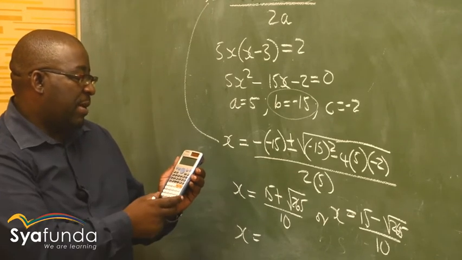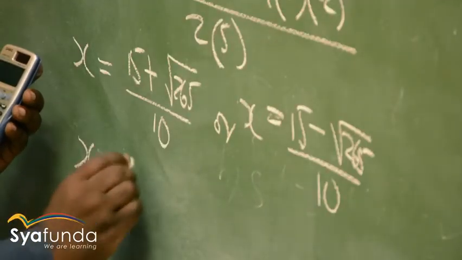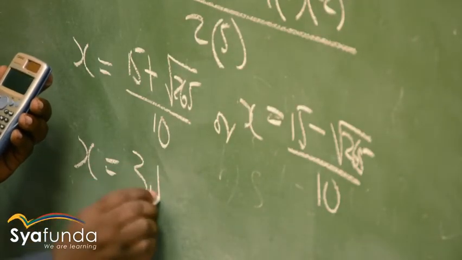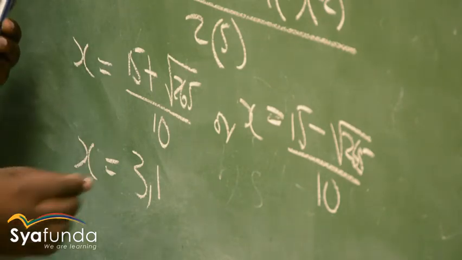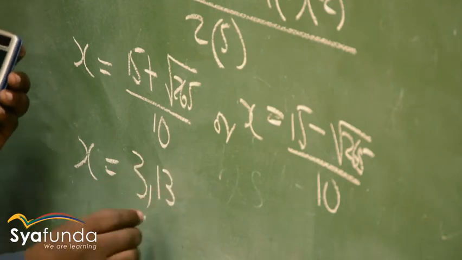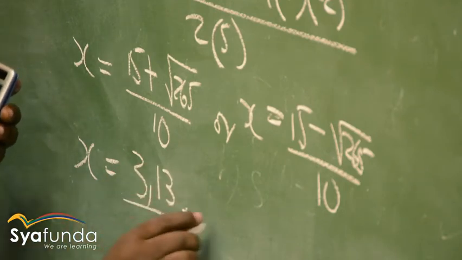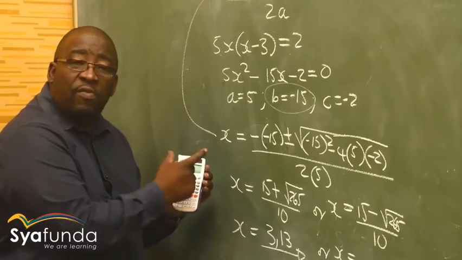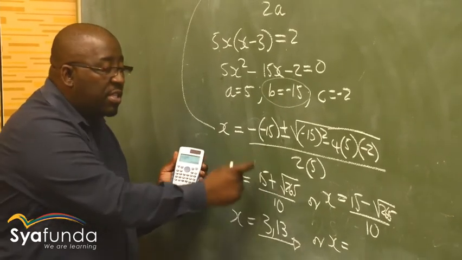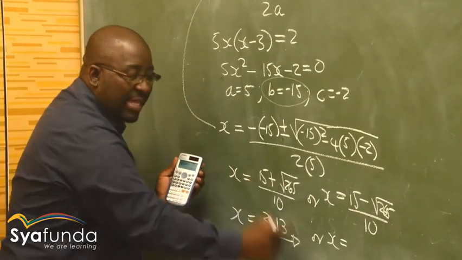You press the SD button. The answer this side is 3,127. Remember, the question says correct to 2 decimal places. Since it is 127, you can write 13 because 7 is above 5. So it's 3,13 this side. Or x equals, I don't have to start all over again in my calculator and do the same thing again, because this is exactly the same as that.